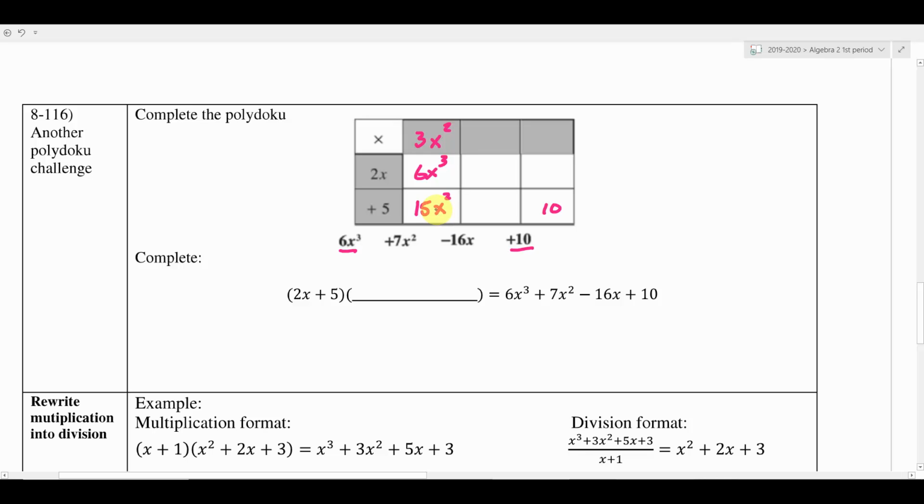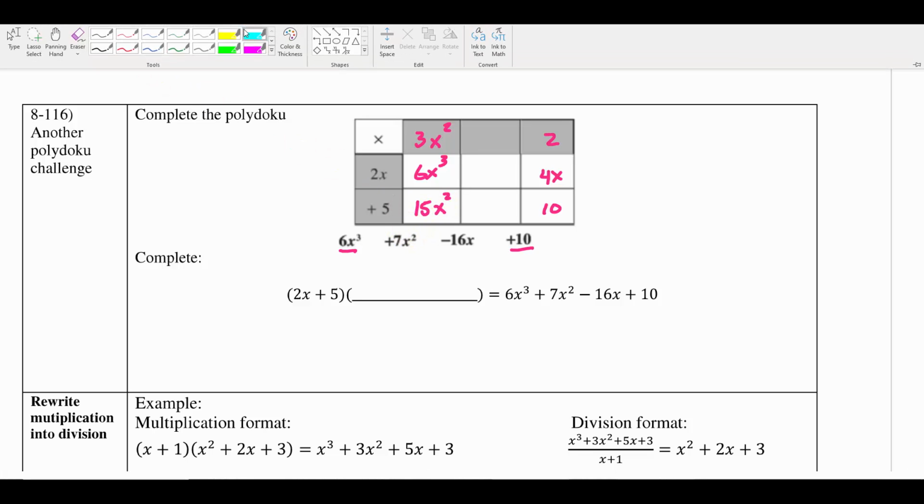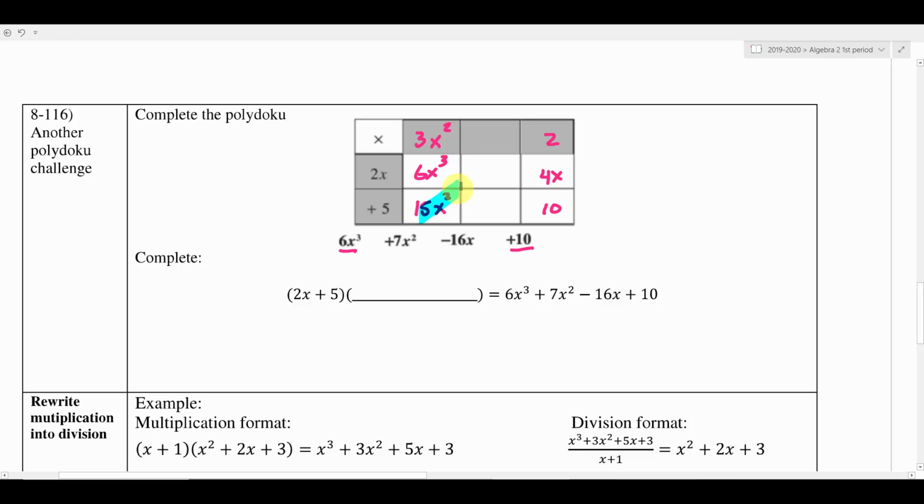All right. And then over here, I can kind of come over here. I know 5 times something gives me 10, so I can put a 2 up here. And then I can do 2x times 2, which gives me 4x. So I've got that column filled in. So all I have is this middle column that I need to figure out, which is not a big deal, all right? Because I know that the x squareds, right? Remember our diagonals. Let me grab my pen here. We know that our x squareds have to add to give me positive 7x, okay?